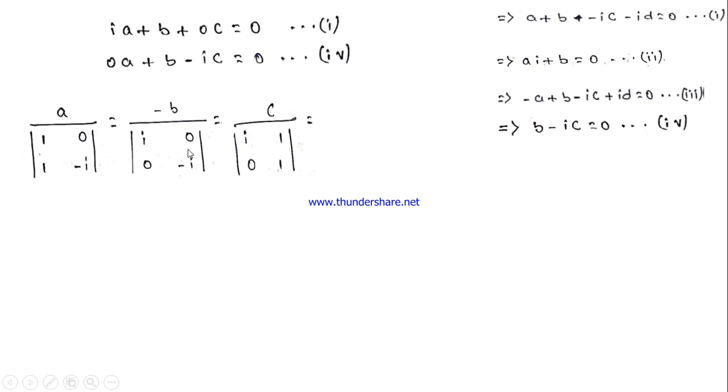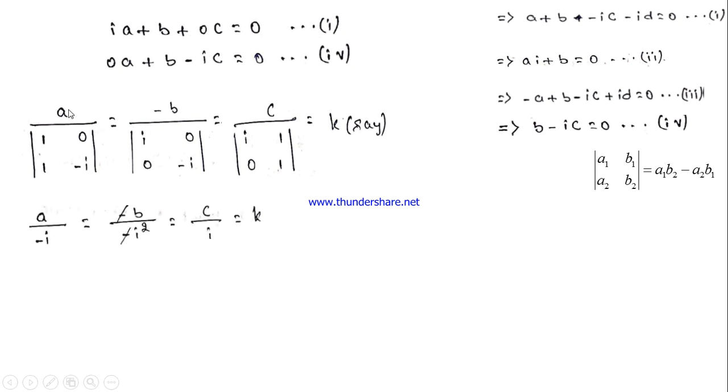And we are equating these three ratios. These three ratios are equal, which means they are equated to the same constant. Let me call it k. And we know how to evaluate the determinant. If a1, b1, a2, b2 is there in the determinant, its value is given by a1 b2 minus b1 a2. So that is what we have done here. By evaluating this, a divided by 1 into minus i minus 0, minus b divided by minus i square minus 0, and equal to c divided by i minus 0, that is equal to k.